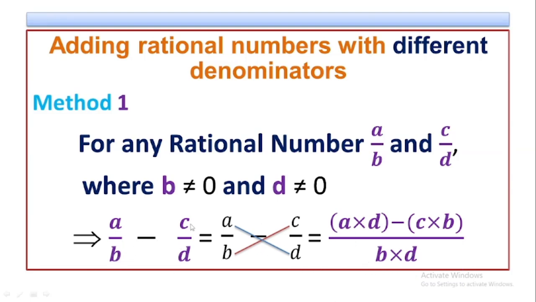So a over b minus c over d, and use the crisscross approach like this: a times d minus c times b over the product of the denominators b and d. By using this way, method 1, we can determine the difference of two rational numbers, two fractions having different denominators. So this is method 1. By using this, we can easily determine the difference of two given rational numbers.